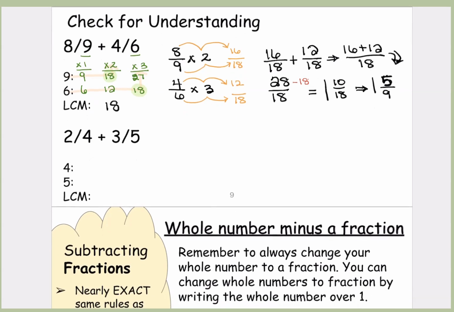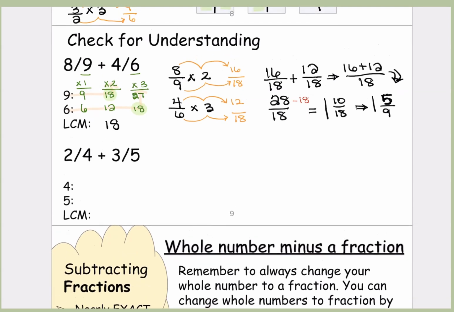All right, welcome back. Let's continue our check for understanding here. We're looking at denominators 4 and 5. So those are unlike denominators. They are different from one another. So that means we need to write out the multiplication facts for these. First one times 1. 4 times 1 is 4. 5 times 1 is 5. Those are not the same.